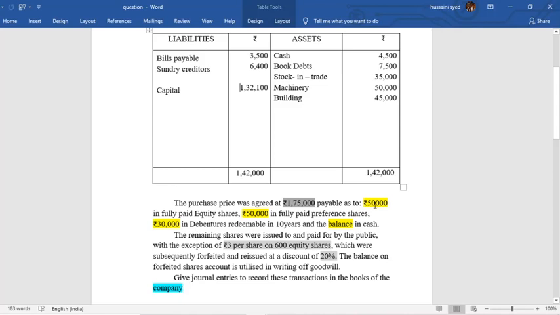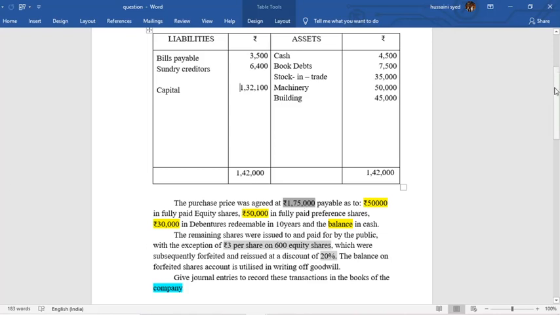Payable as to rupees 50,000 in fully paid equity shares, rupees 50,000 in fully paid preference shares, rupees 30,000 in debentures redeemable in 10 years and the balance in cash. So the total purchase consideration is 1,75,000. This is paid in the form of equity shares, preference shares, redeemable debentures and balance in cash. This is the capital amount being given to you.